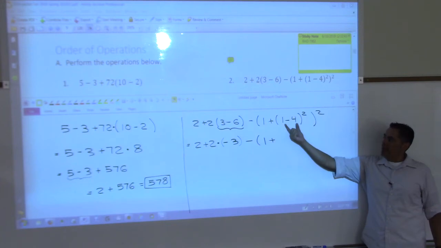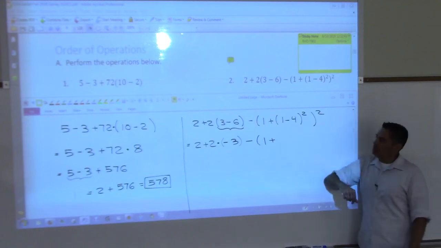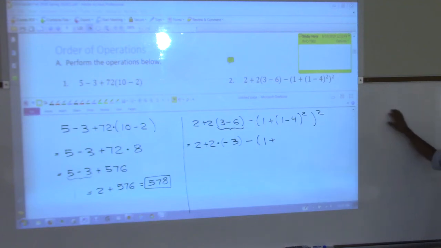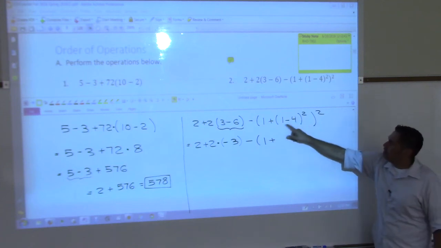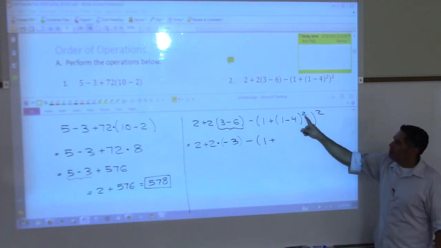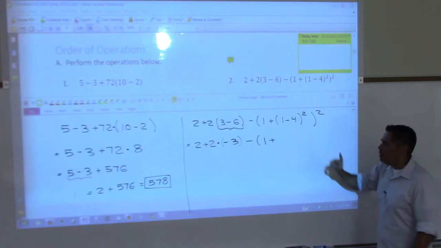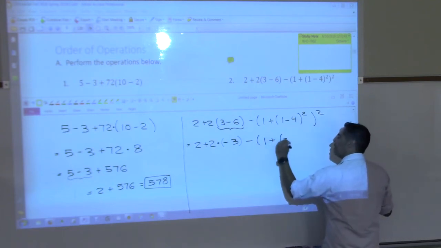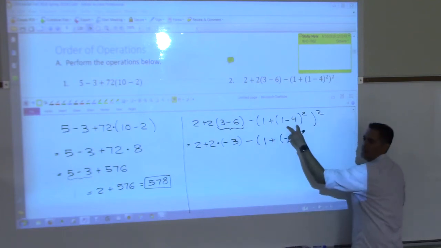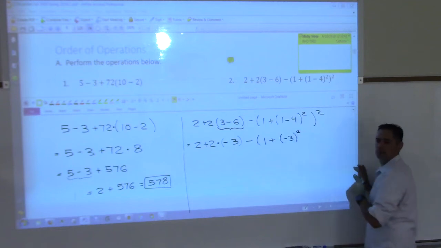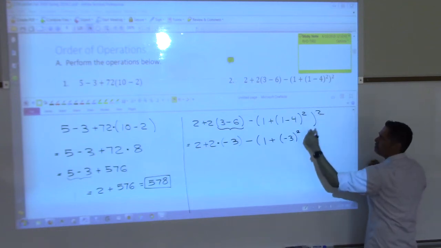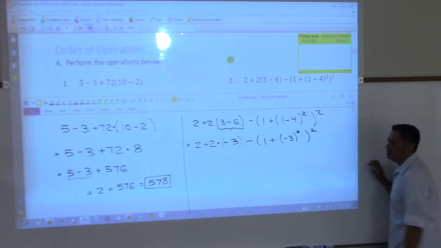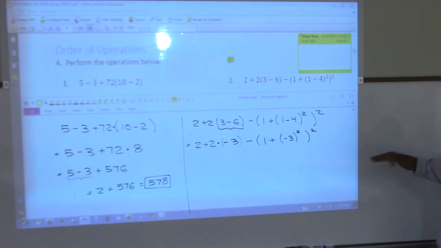What's 1 take away 4? Negative 3, right? Ooh, this is tricky. It's negative 3, and then what am I going to do with that negative 3? I'm going to square it. So watch the way I write this. Negative 3, that's what this became, and then squared. And then I'm going to do my next parenthesis and then squared again. I'm taking my time, one line at a time, working through.